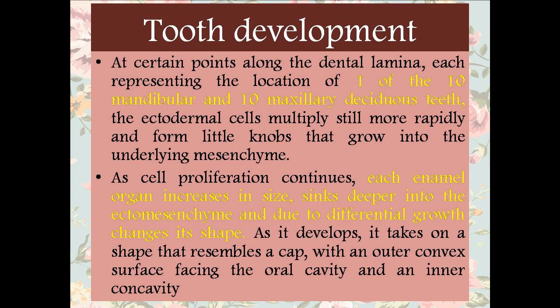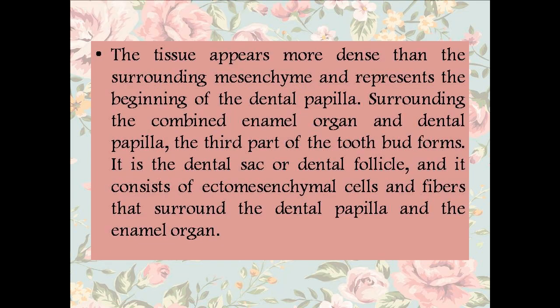Now as the cell proliferation continues, each enamel organ increases in size, sinks deeper into the ectomesenchyme, and due to differential growth changes its shape. As it develops, it takes on a shape that resembles a cap with an outer convex surface facing the oral cavity and an inner concavity. On the inside of the cap, that is inside the depression of the enamel organ, you see ectomesenchymal cells increase in number. The tissue appears more dense than the surrounding mesenchyme and represents the beginning of the dental papilla. So what is the dental papilla? The dental papilla is nothing but the ectomesenchymal cells which are seen on the depression, that is the inner side of your enamel organ.